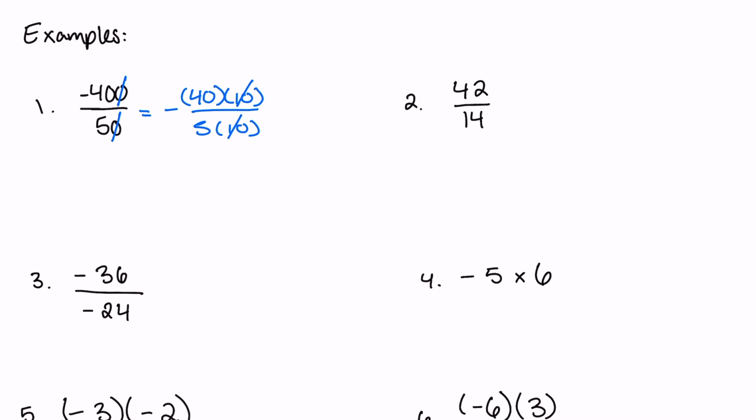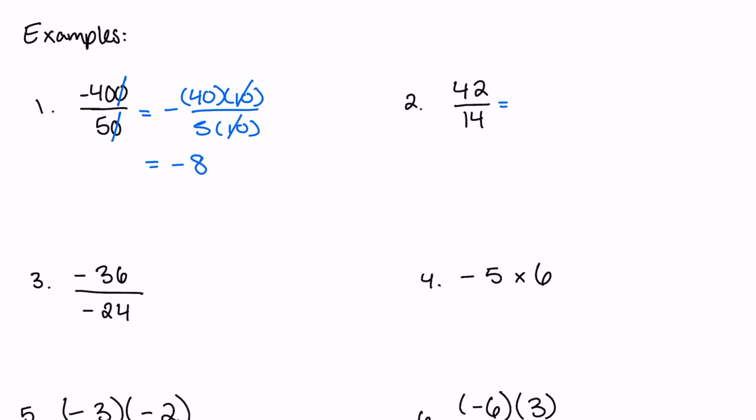Now our more simplified fraction looks like negative 40 divided by 5. But we know 5 goes into 40 8 times, so we're able to simplify this further and write our answer down as negative 8.